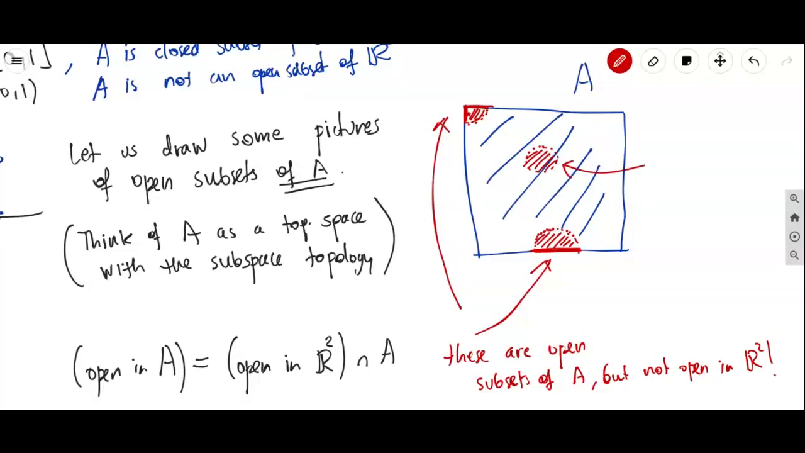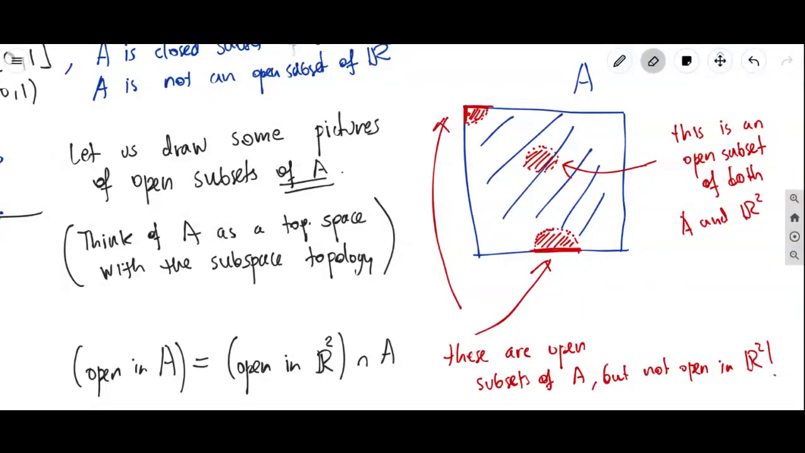And this one, in this example, this is an open subset of both A and R2. So you could have an open subset that is an open subset of both A and the larger ambient space, but then you also have cases like this that would look a little bit different, okay?